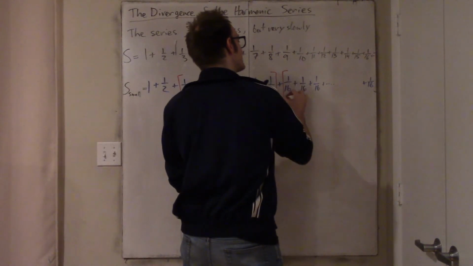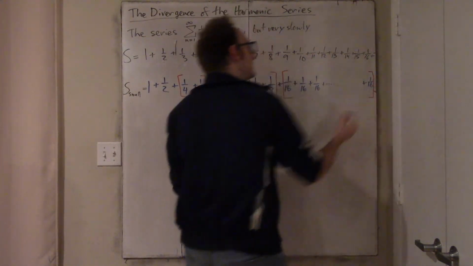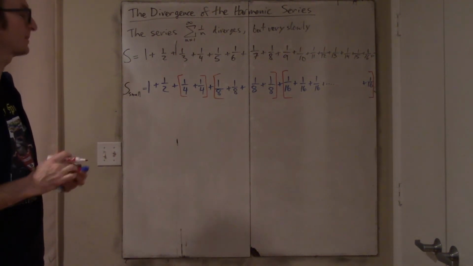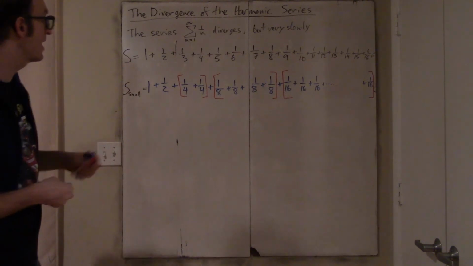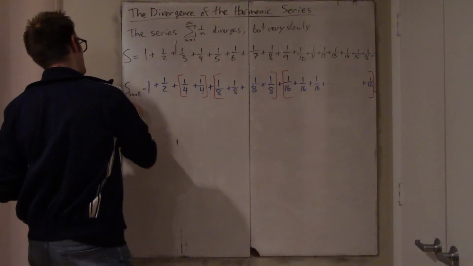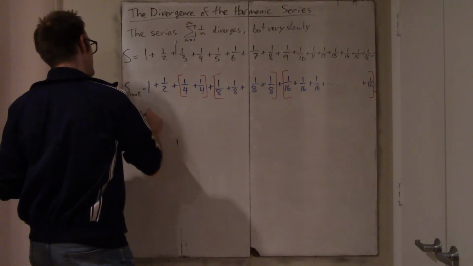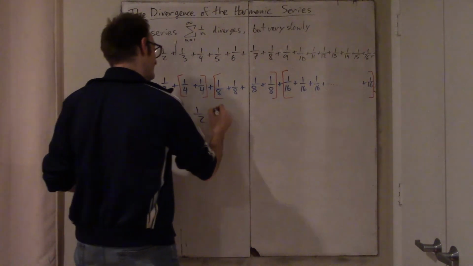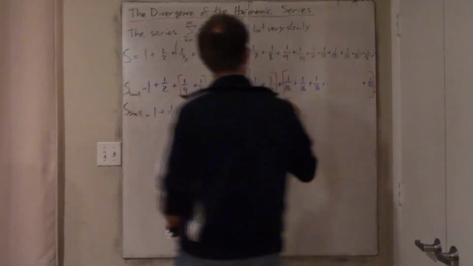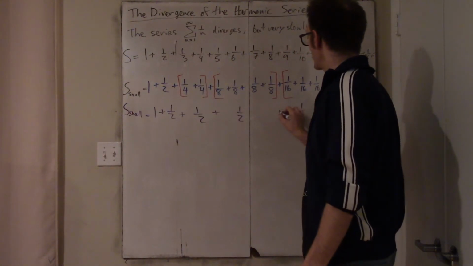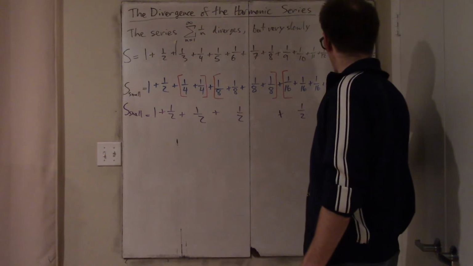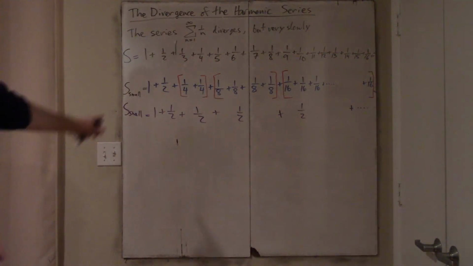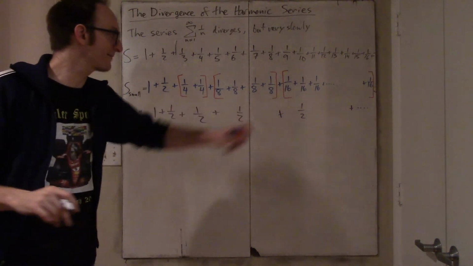Here, I'm changing the 16 numbers between 1/9 and 1/16 to all be 1/16. And so, S small is revealed to be really 1 plus 1/2 plus 1/2 plus 1/2 plus 1/2, and in fact, this just goes on forever. Okay, what happens if you add up 1 and a half and a half and a half and a half and a half and a half?